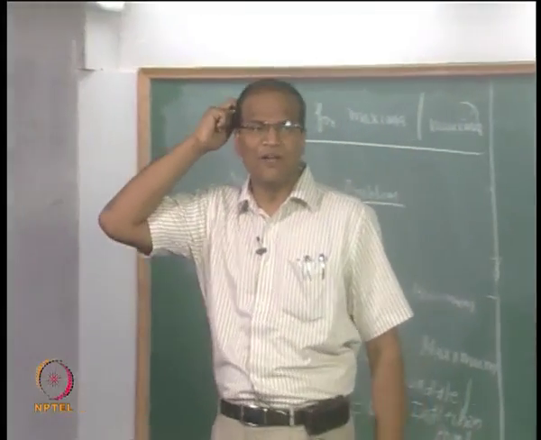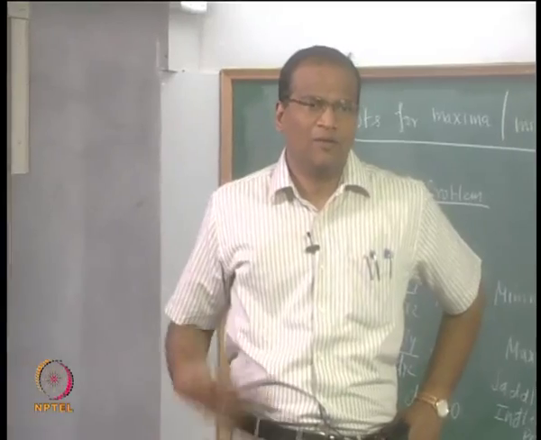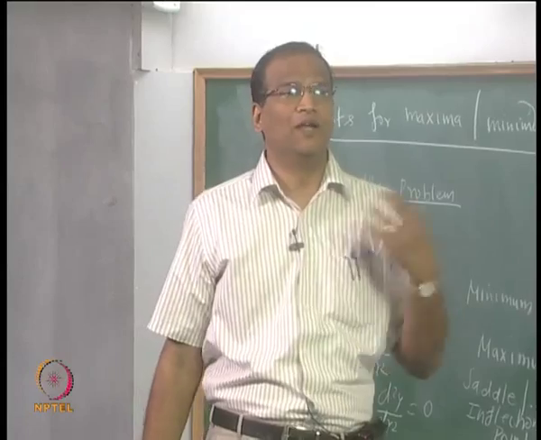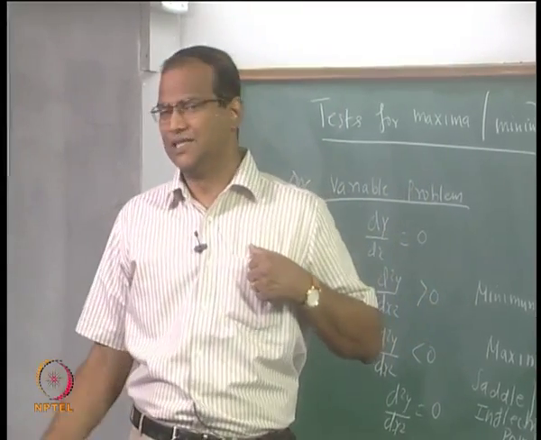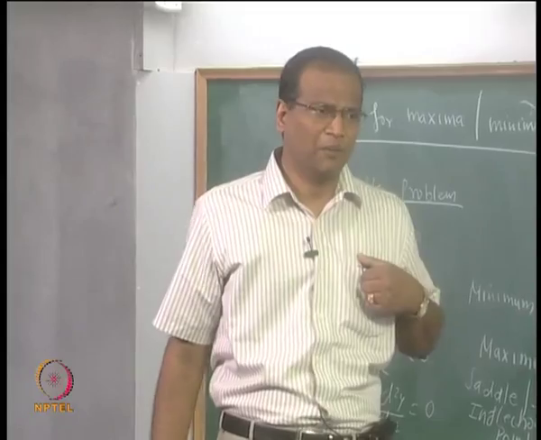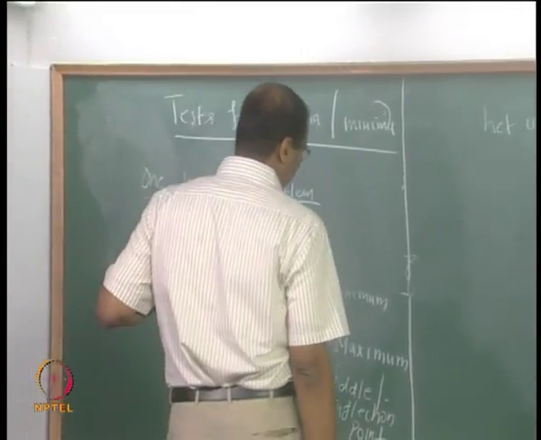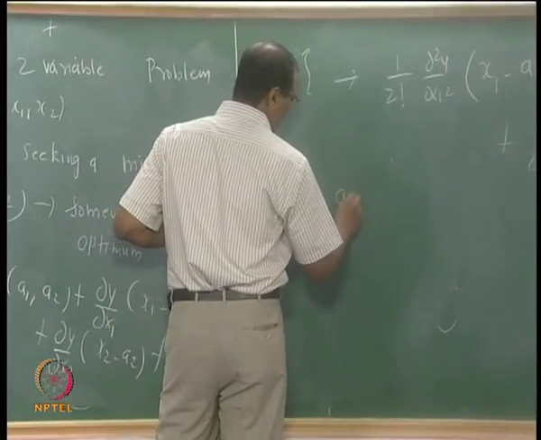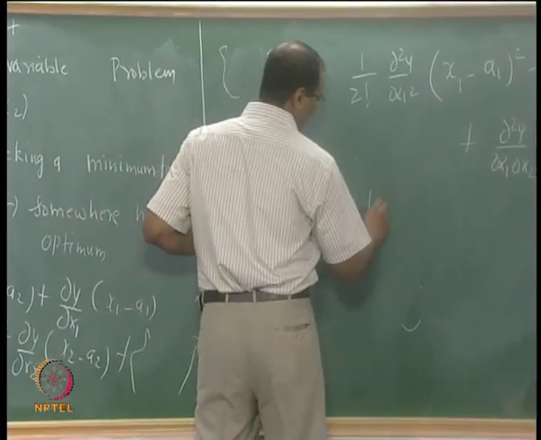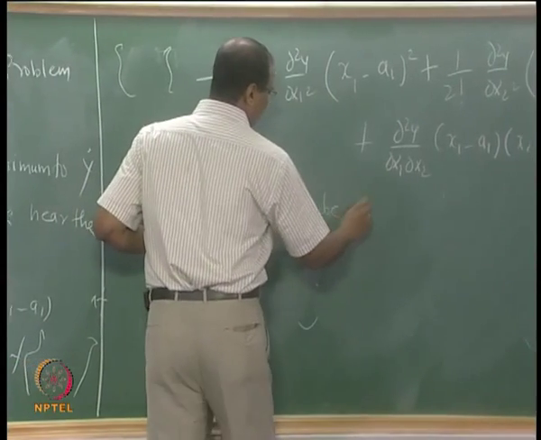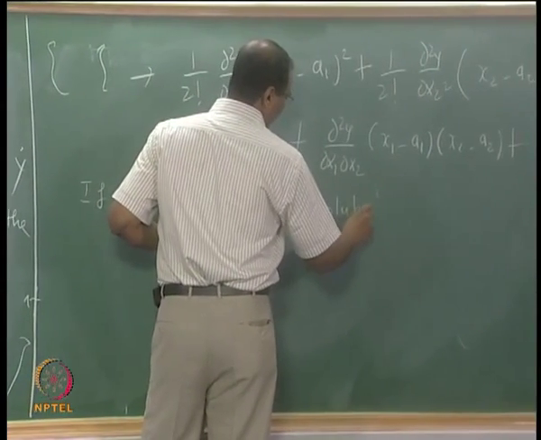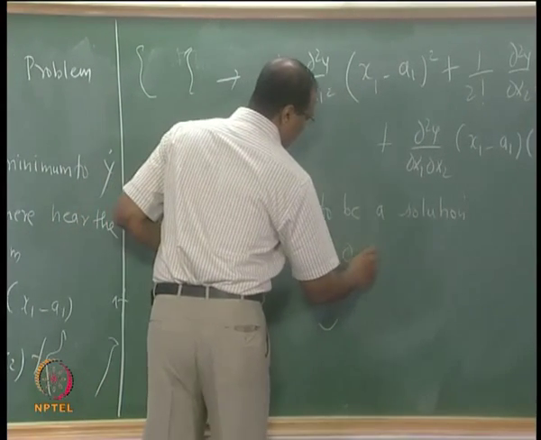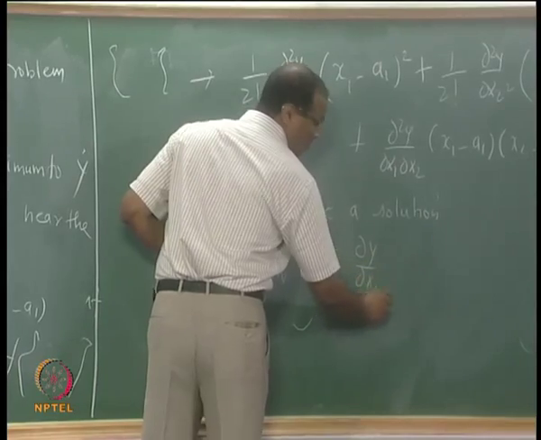Okay. So, we should start examining how do we come up with the procedure which lets us determine whether that A1 A2 is really minimum or not. So, what is the first step? If A1 A2 has to be a solution, dy by dx1 must be equal to dy by dx2 at A1 A2, correct?